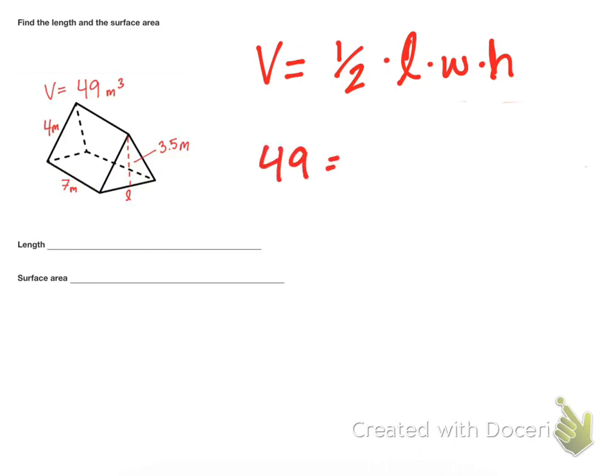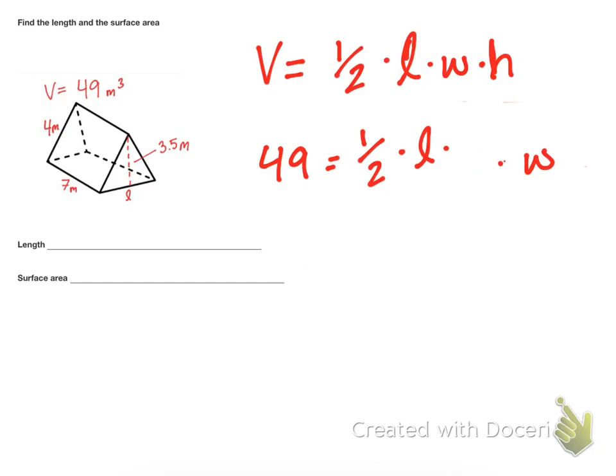So our volume is 49, right? What we know is it's going to be 1/2 of our length times our height, times our width. Oh yes, I see exactly what I did. So what we don't know is our length.